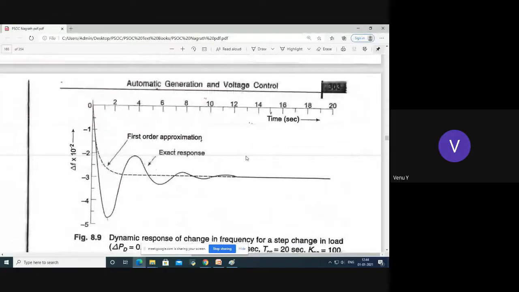It falls down like this. This is the dynamic response of your system. It will fall down like this, maybe 1%, 2% like that, to the allowable margin.